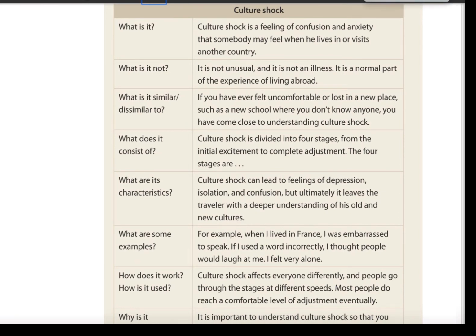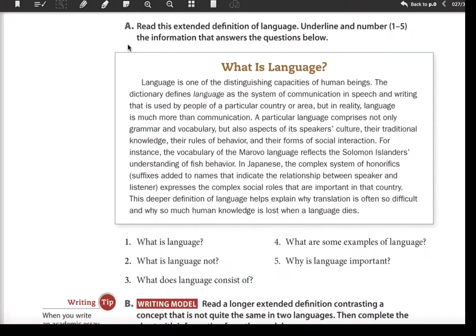Now, if you turn the page to page 27, I want to show you how a person wrote a definition paragraph, which is what you are going to do, not this week. You're going to use your chart a little bit later on to write a definition paragraph. But let me show you what it looks like in practice.